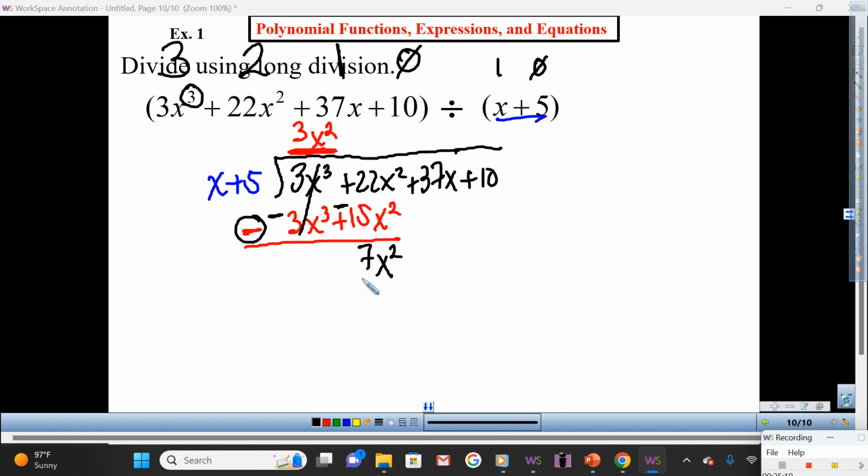Focus, please. Well, remember long division, what did we do next? We brought down the next number. In this case, it would be what? 37x. So pay attention. You'll copy it in a little bit. Look up to the screen.